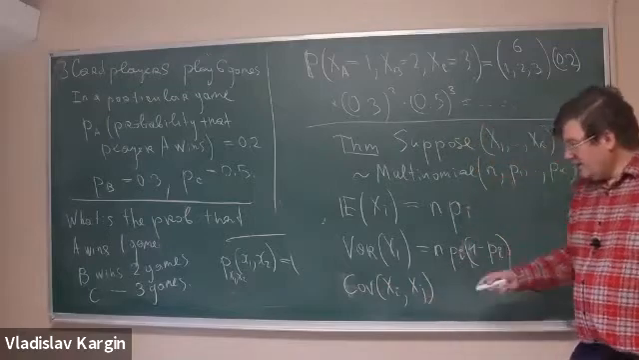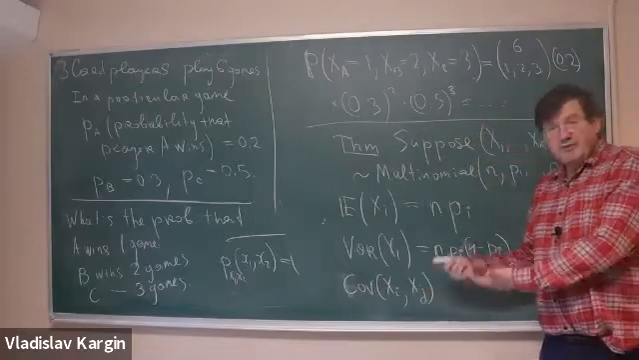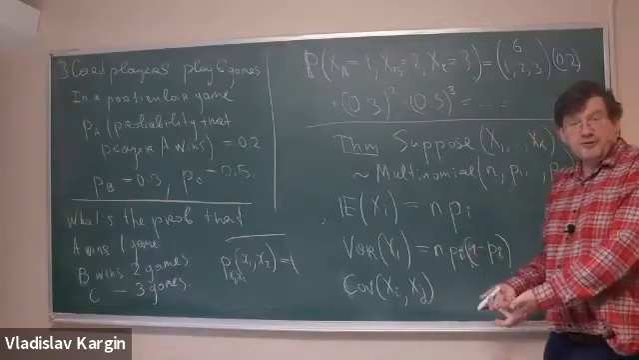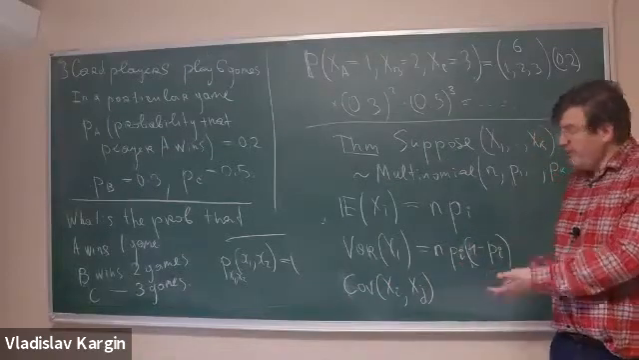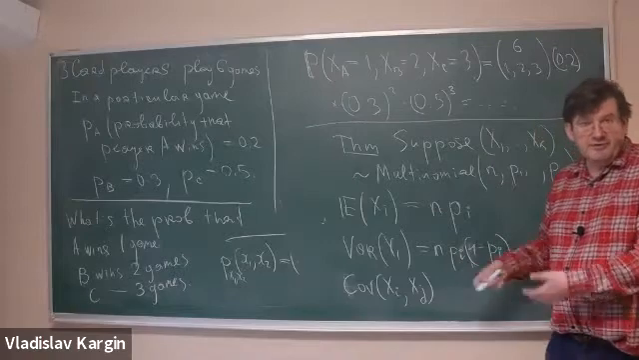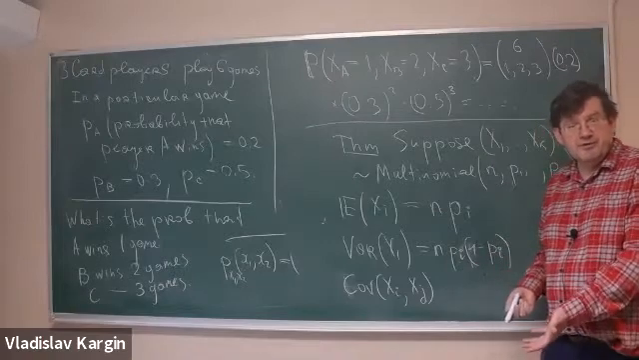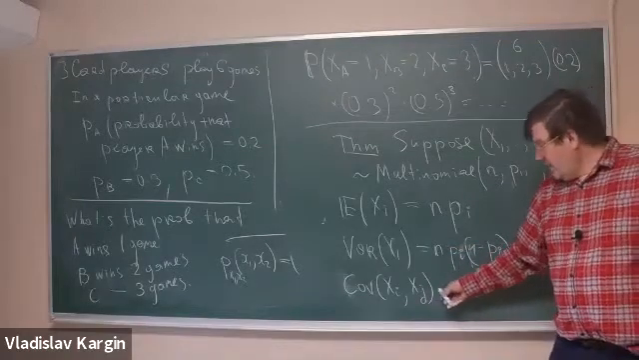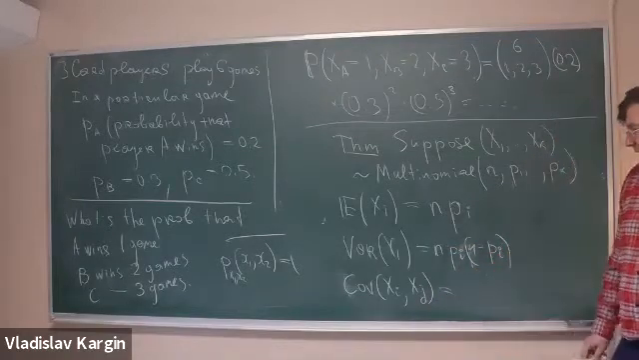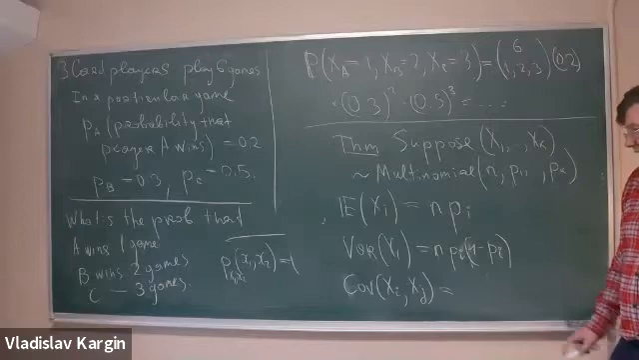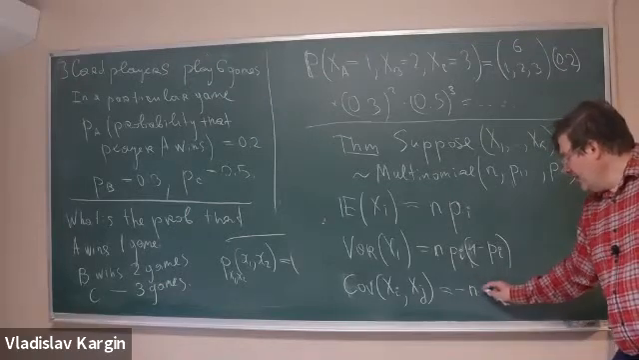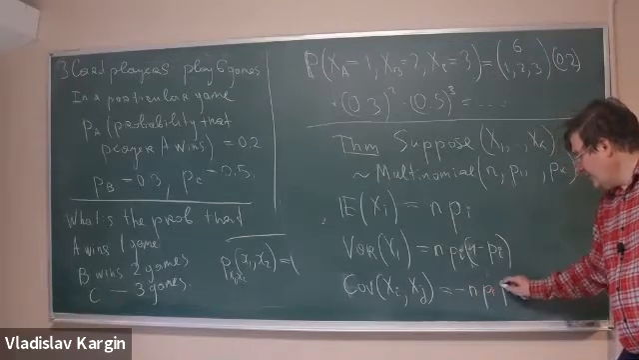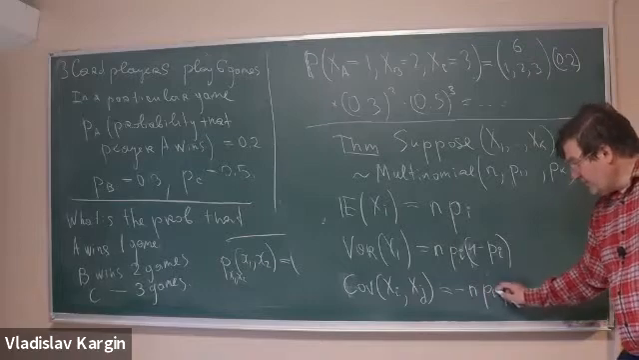And here I cannot do this thing because here we are really talking about two different random variables. And we know that they are not independent, so I cannot say the covariance is equal to 0. So I really need to calculate this. As far as I remember, it's equal to minus n pi pj, but we'll need to calculate it, it's not obvious.